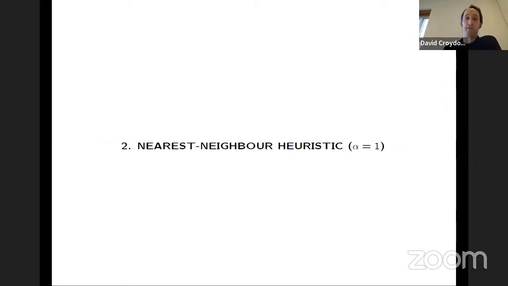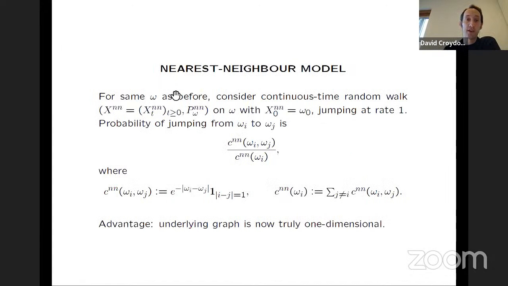This is going to be the same model, but I'm going to delete all of the edges that are not nearest neighbor ones. So in particular, I'm just going to, again, take my Poisson process as before. And again, I'm going to look at the continuous time random walk, let's say jumping at rate 1 again. And so I'm going to have the same transition probabilities as before.